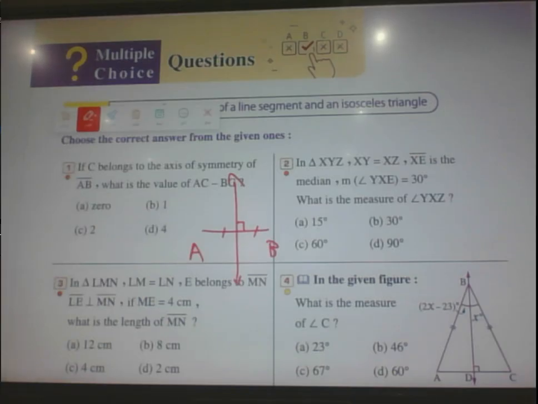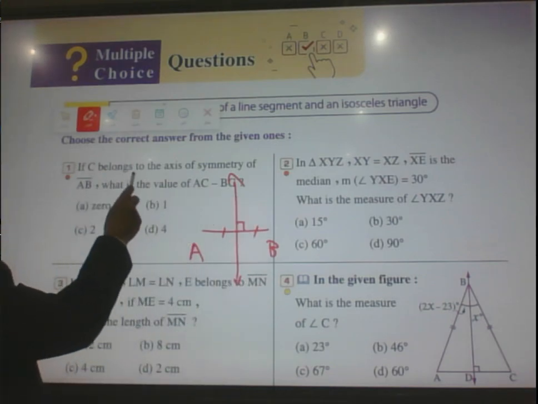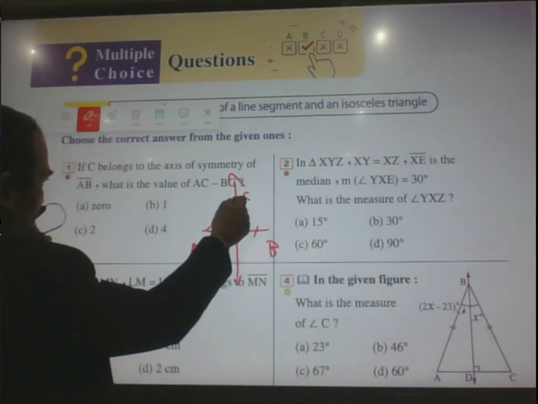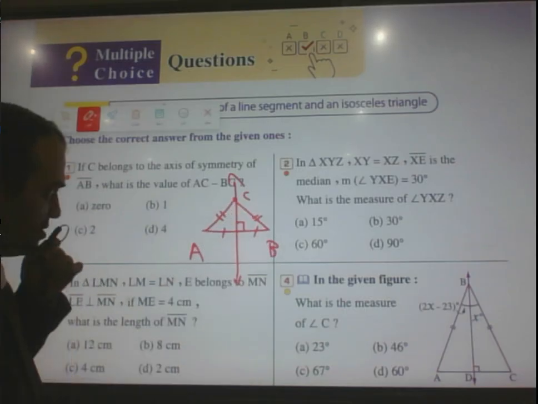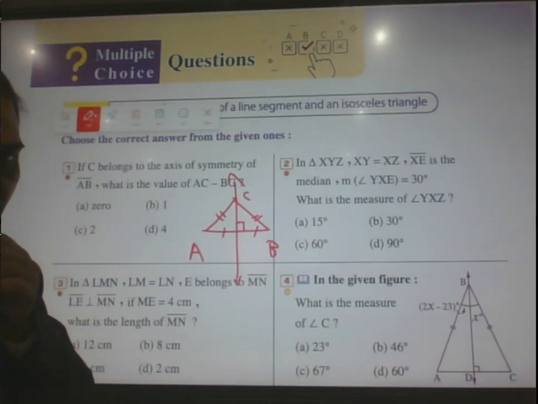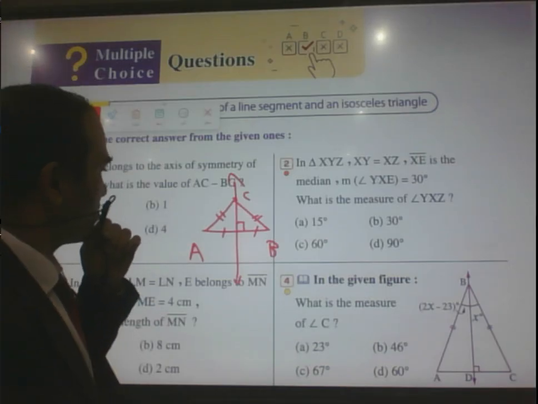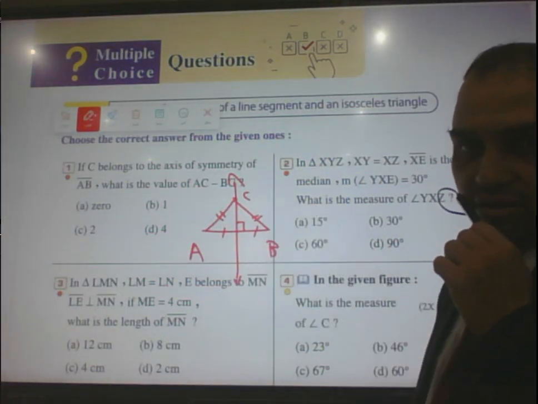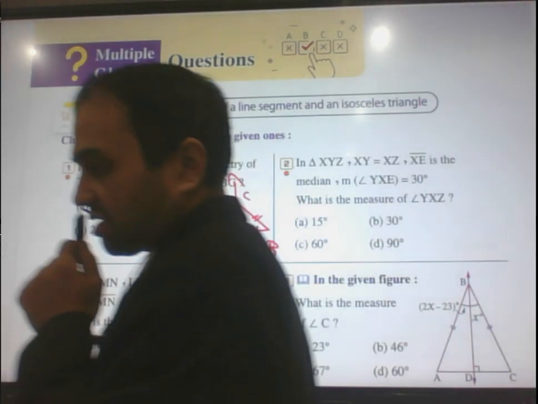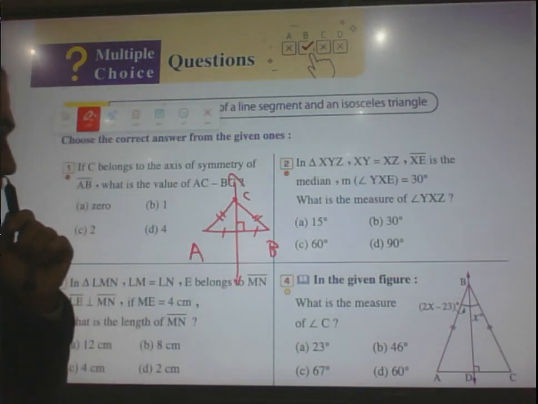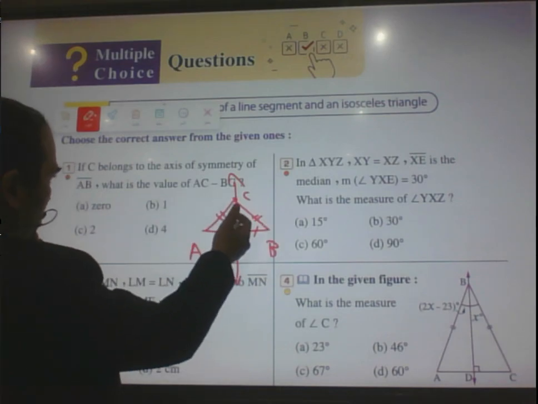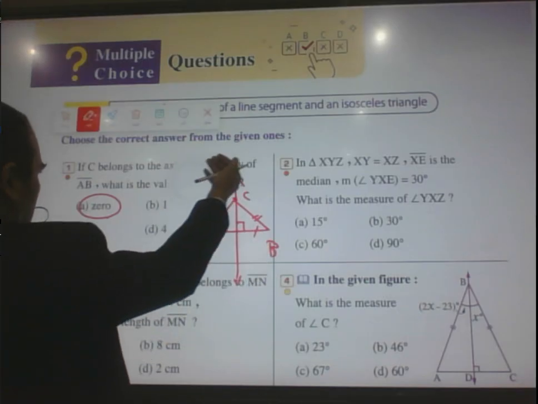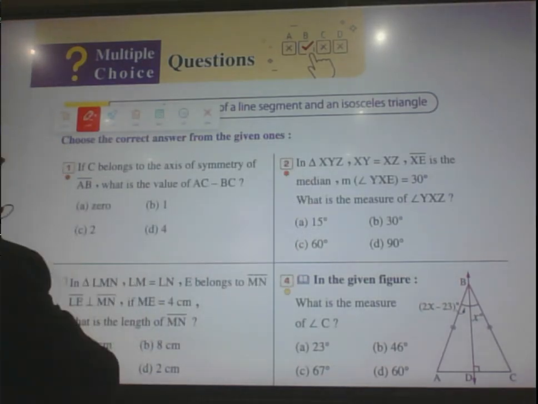Now, we can complete here. This point, point C here, belongs to the axis of symmetry. We have the same distance from C to A and from C to B, then CB is equivalent to CA. So any point that lies on the axis of symmetry, the straight line perpendicular to the segment, has the same distance to the two endpoints A and B. Then they are equivalent, AC equals CB. Then the difference between the two lengths will be 0, so AC subtract BC equals 0. Okay. Next question.